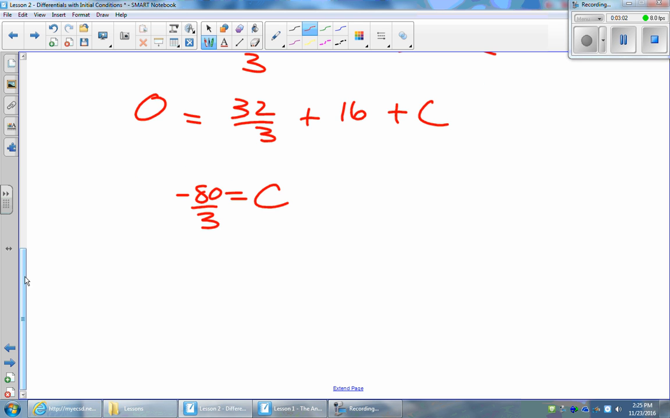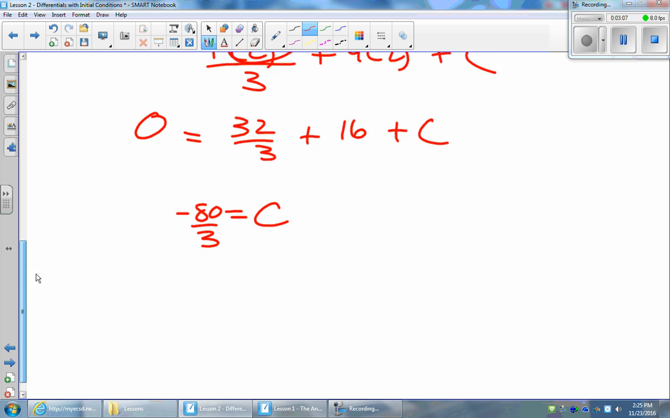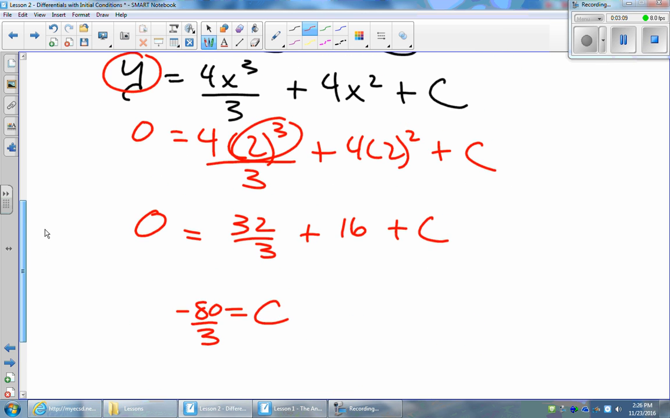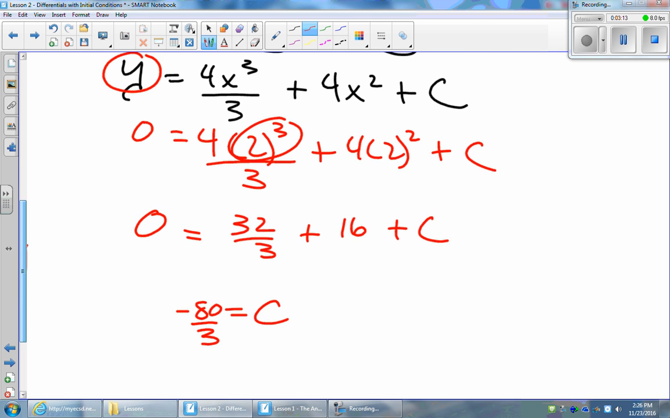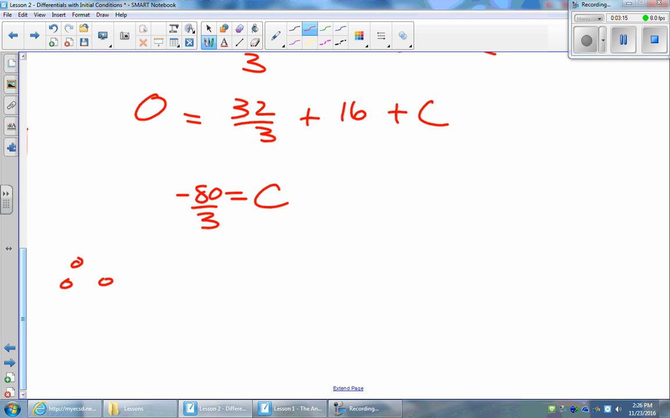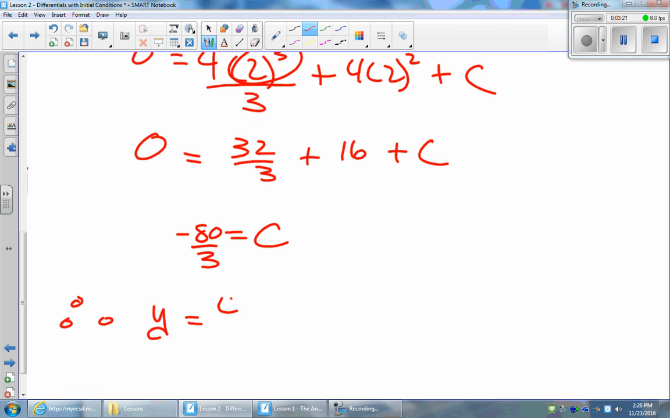Okay, so now I just need to take that c value and put it into the actual original function, which is the antiderivative. Therefore, the curve that satisfies all those conditions is y equals 4x cubed over 3, then we're going to add 4x squared, then we're going to subtract constant c, which we now know is 80 over 3.